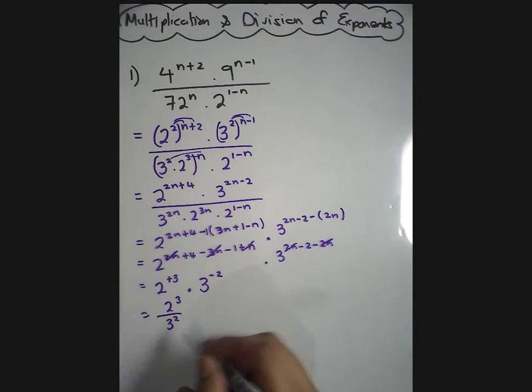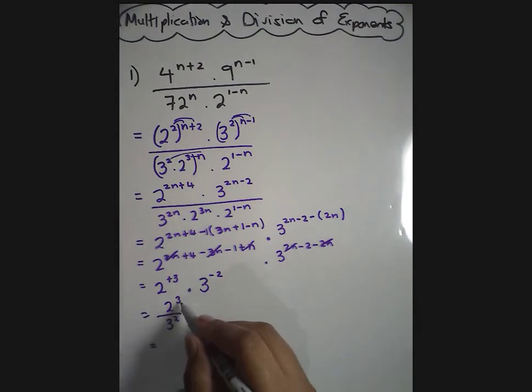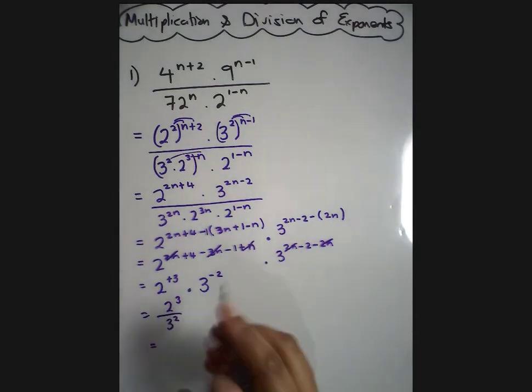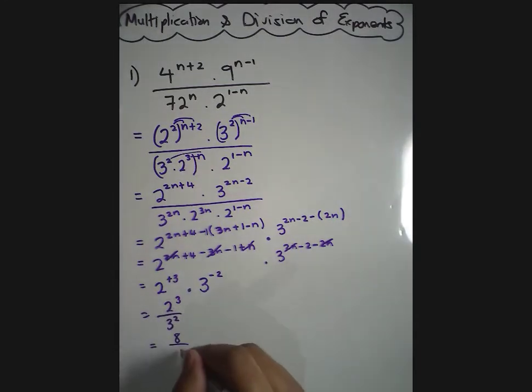But I'm not done yet, so my final answer is going to be 2 to the power of 3, which is 2 times 2 times 2, which is 8, and 3 to the power of 2, which is 9. Can I simplify further? No. So that's my final answer.